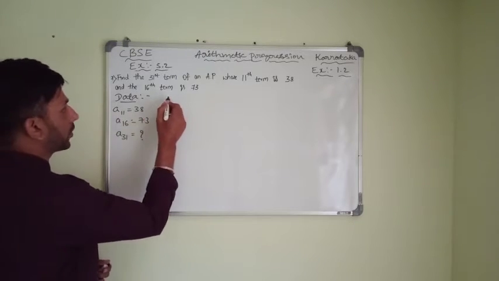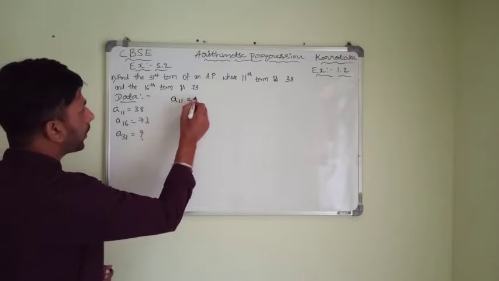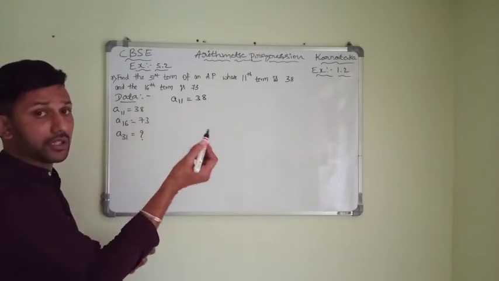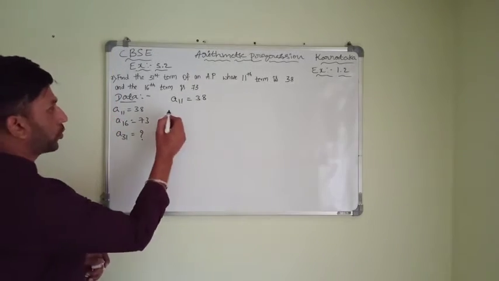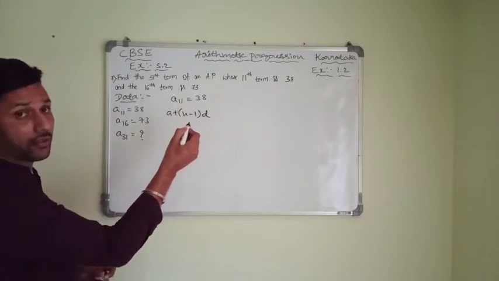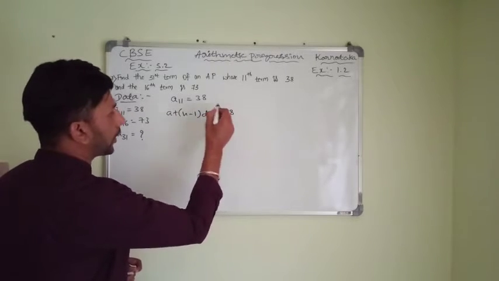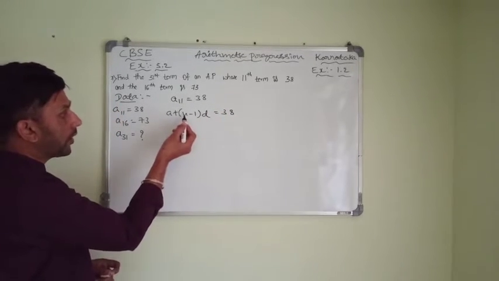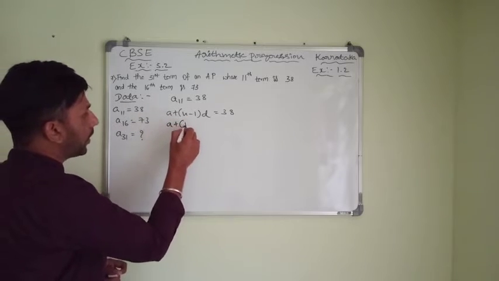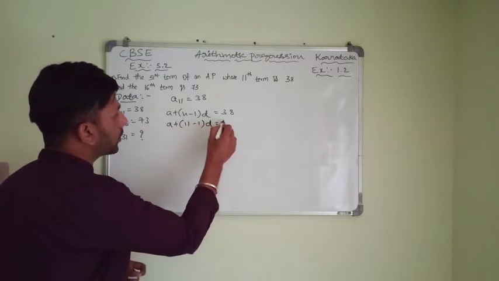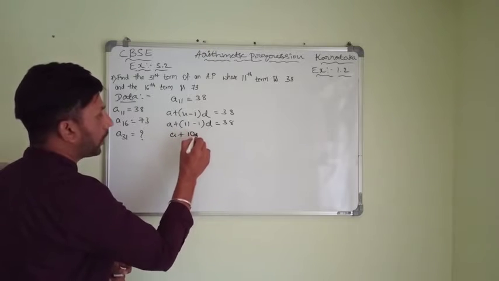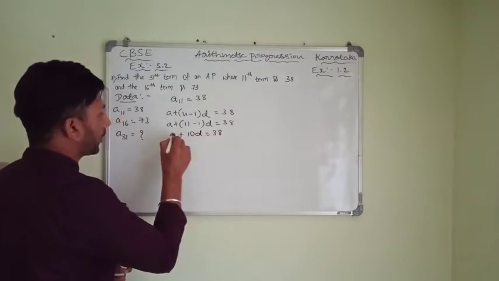Now I'll take the first condition. What is the first condition? A 11th term they have given how much? 38. Now you have the formula to find the a 11th term, nothing but a nth formula only you need to use. So therefore a plus n minus 1 into d is the a nth formula, that is equals to 38, right? Now here they have given the nth term, how much? 11. Just apply the n value. So therefore a plus 11 minus 1 into d is equals to 38. So therefore a plus 11 minus 1 is 10 into d is 10d is equals to 38, right?